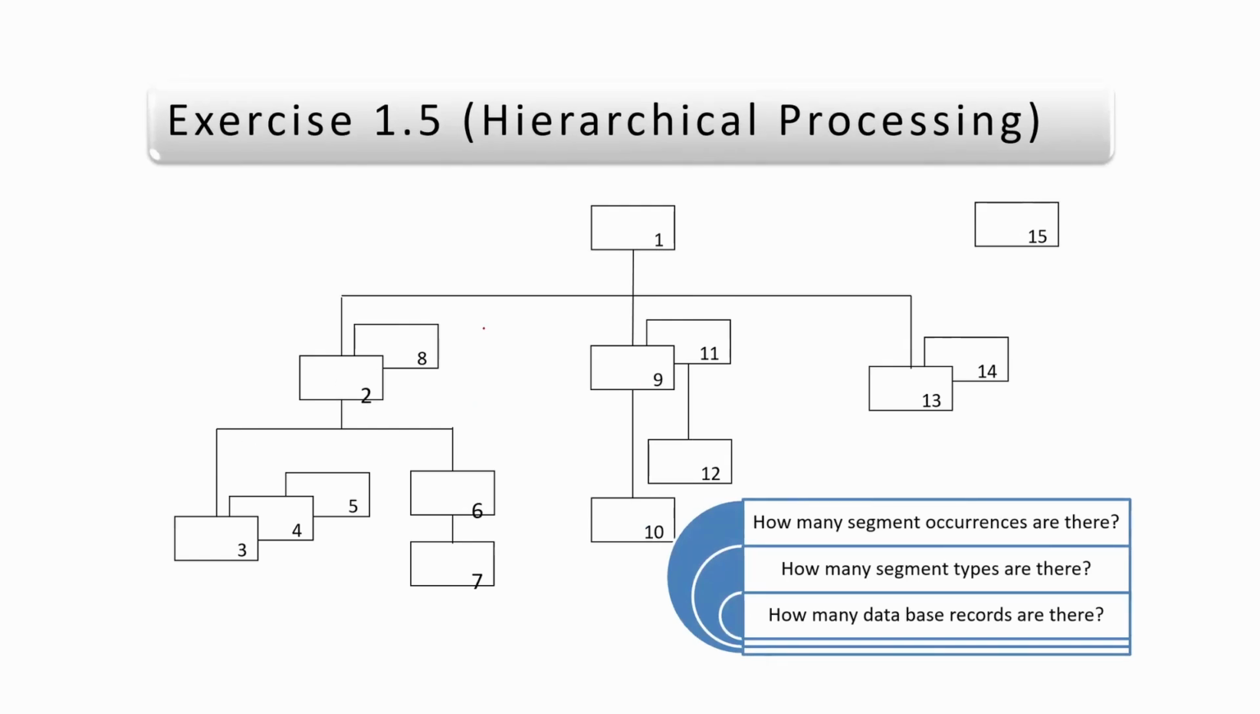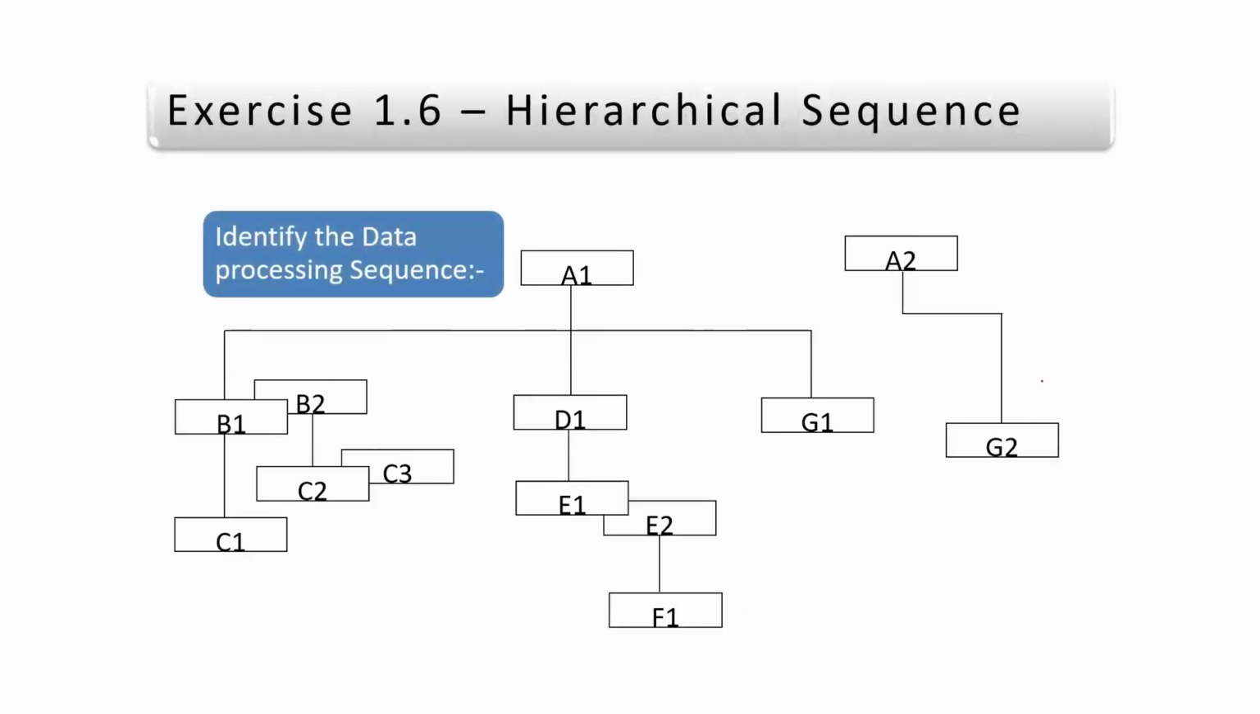Okay, so here I'll ask one easy question. Assume every box is a segment occurrence. What is segment occurrence? The data in the segment is called segment occurrence. How many segment occurrences are there in this? 15. Okay, because I already gave the answer is there.